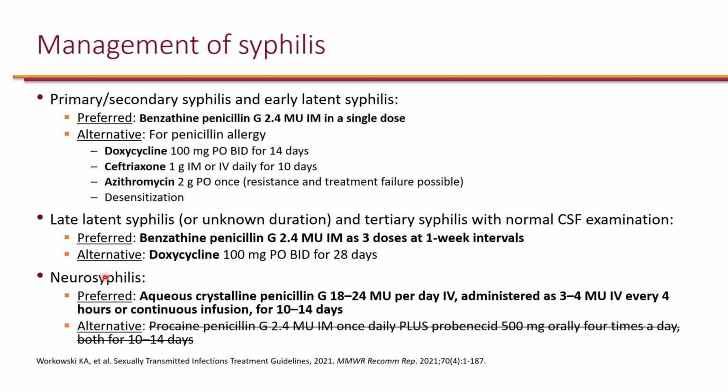That's for latent syphilis. For neurosyphilis, intramuscular penicillin is not appropriate because it will not lead to adequate concentrations in the CSF. So preferred is IV infusion of aqueous crystalline penicillin at large doses of 18 to 24 million units per day, and that can be done either as administration of 3 to 4 million units every 4 hours, or as a continuous infusion, and duration of therapy is 10 to 14 days. Now, the alternative recommendation used to be procaine penicillin, but since this has been discontinued, we don't have to worry about this right now.